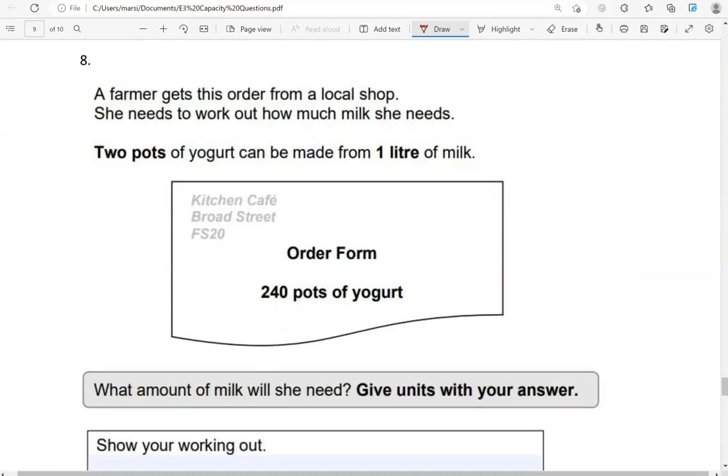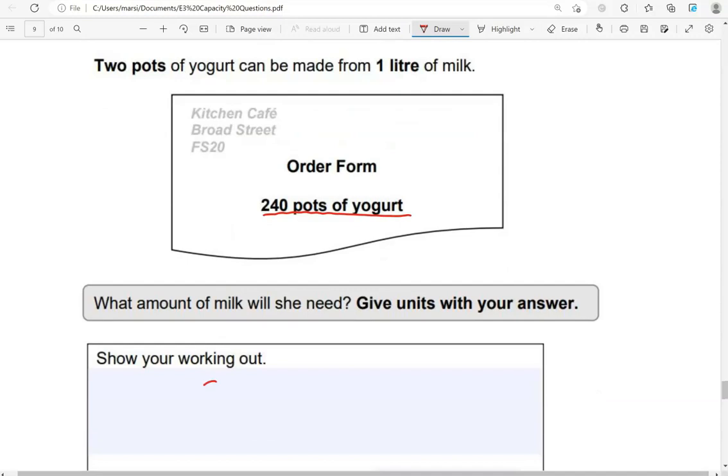A farmer gets this order from a local shop. She needs to work out how much milk she needs. 2 pots of yogurt can be made from 1 litre of milk. What amount of milk will she need? Give units with your answer. So the order form says 240 pots of yogurt.